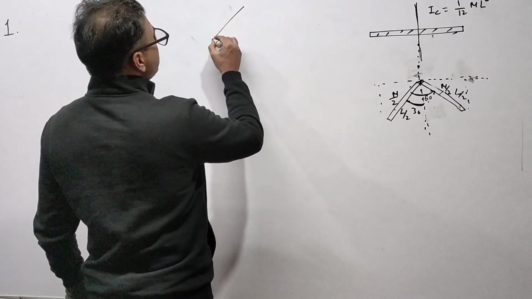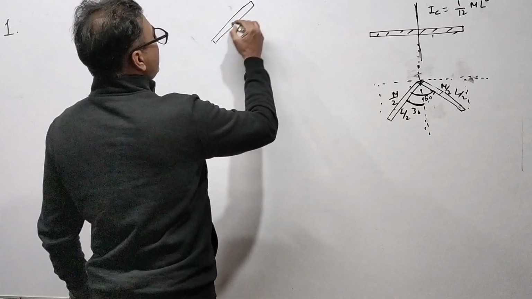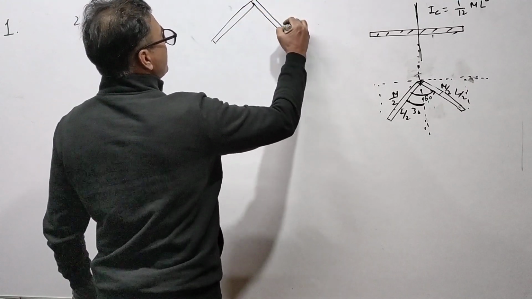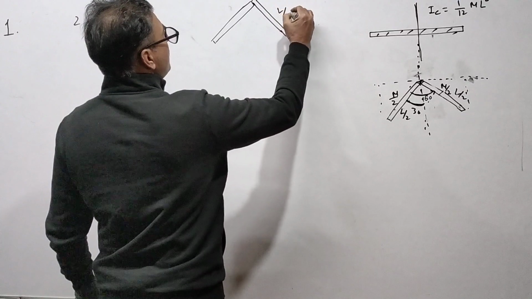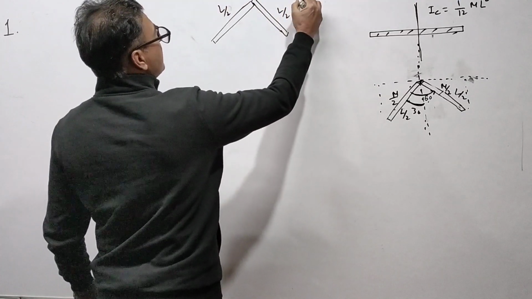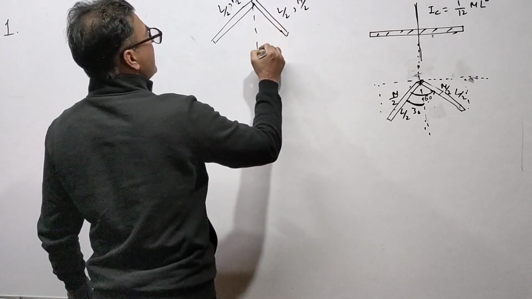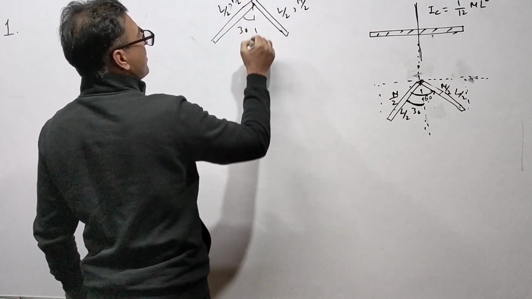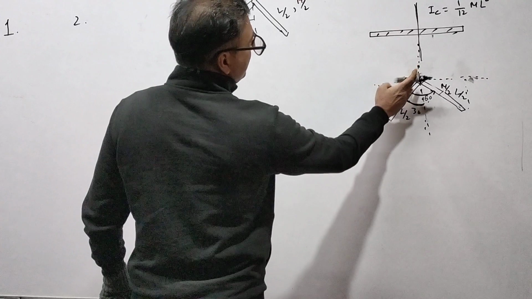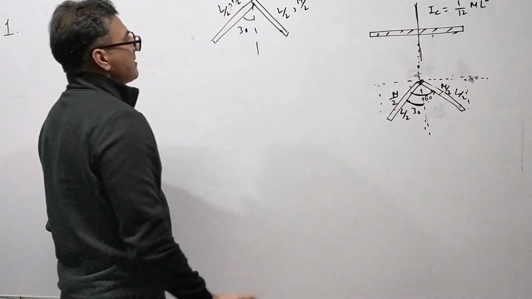ये rod pieces है ना, ये वाले. These are the two rod pieces, right? It is L by 2. It is L by 2. Mass इसका M by 2 और इसका भी mass M by 2. और देखा जाए तो ये 30 degrees है with the axis. One of the rod pieces makes 30 degrees with the axis.